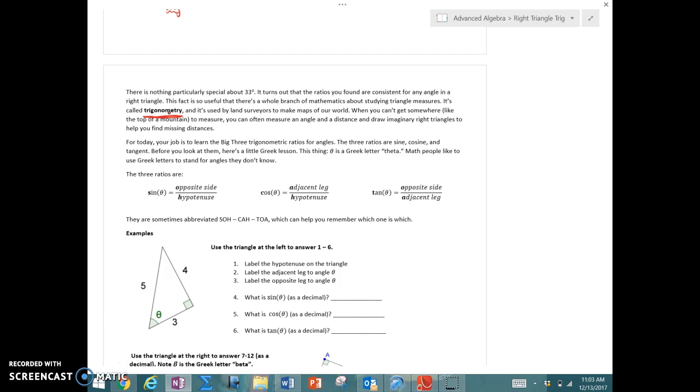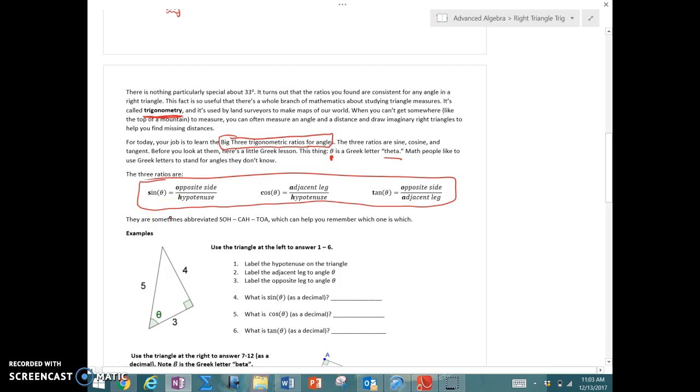For today, your job is to learn the big three trig ratios that you will use over and over and over again for angles. They're called sine, cosine, and tangent. As we look at them, you're going to start to see this weird symbol. It's a circle with a line through it. That's called theta. And math people like to use any Greek letter to stand for angles they don't know. So the three ratios that we need to know should look familiar. Again, we're talking about that opposite over hypotenuse, but now it's called sine of theta equals opposite over hypotenuse. Cosine of theta is the middle one, adjacent over hypotenuse. And finally, tangent is opposite over adjacent.